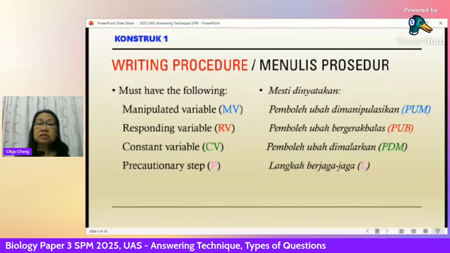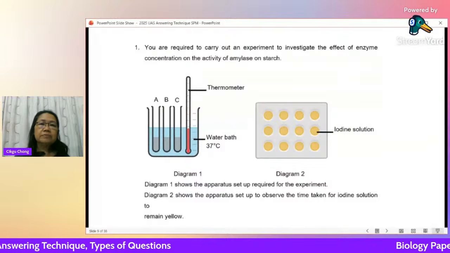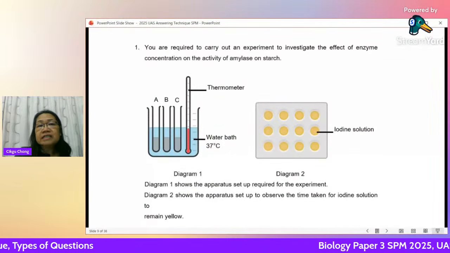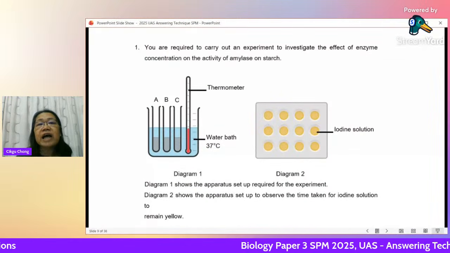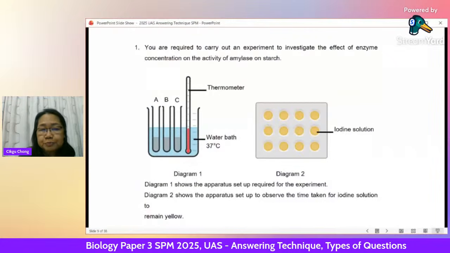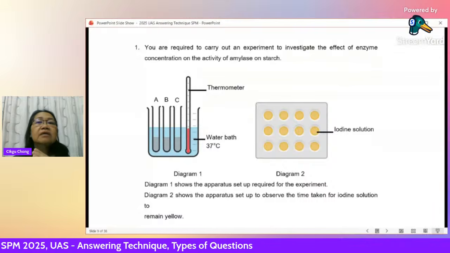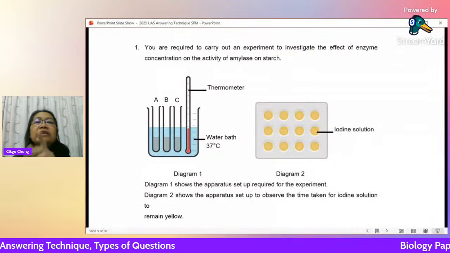Okay, let's see an example. Now let's say this experiment. You're supposed to investigate the effect of enzyme concentration on the activity of amylase on the starch. So you are supposed to use the same concentration. Different concentration.